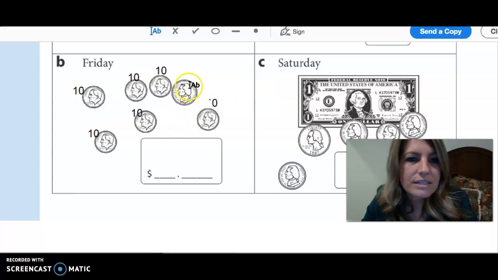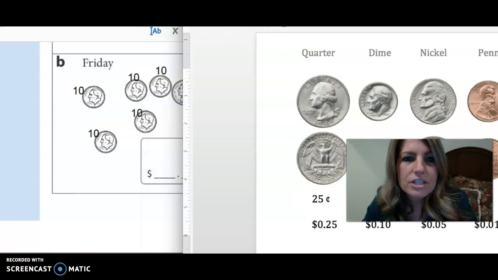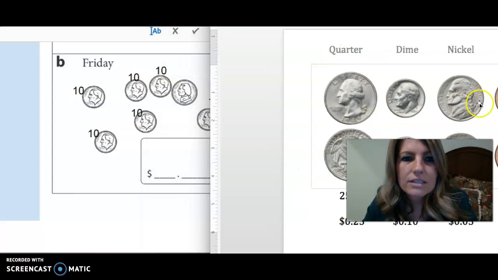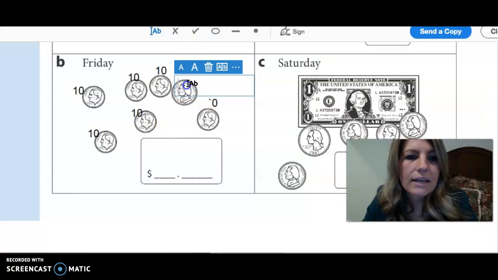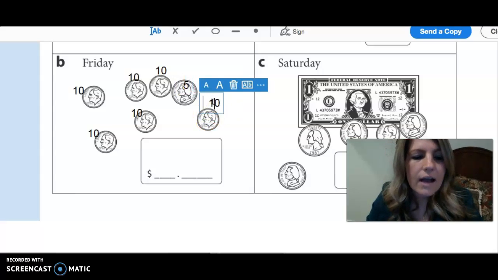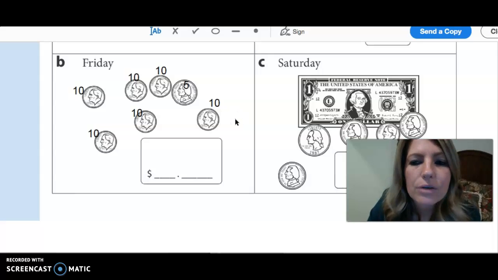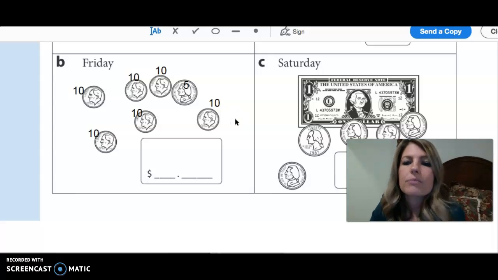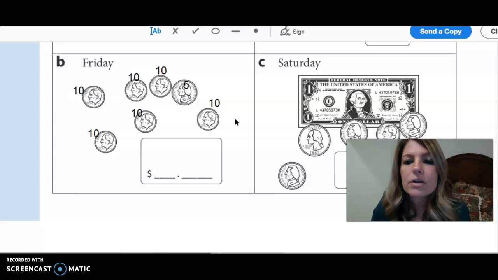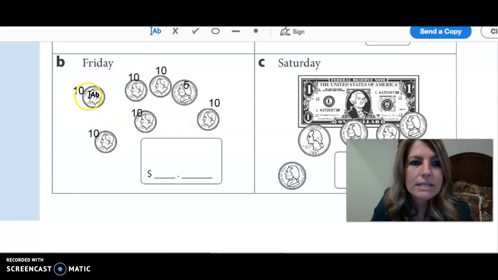However, this is not a dime. If I look back at my cheat sheet, it looks very similar to the nickel. So this must be a nickel. I know that nickels are worth 5. Now all I have to do is add up the values. When I'm adding up the values, I always want to start with the bigger, greater values first, which are the tens. So I'm going to count my dimes first. 10, 20, 30, 40, 50, 60, and I can't forget this 5 right here. So I've got 65.